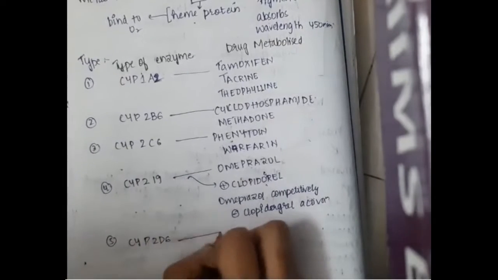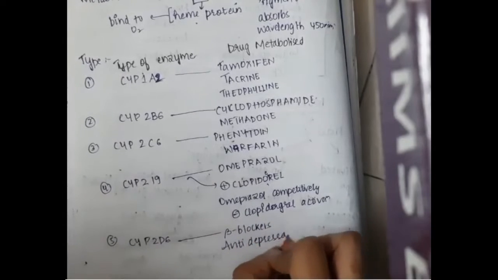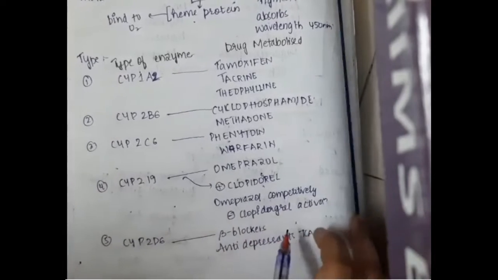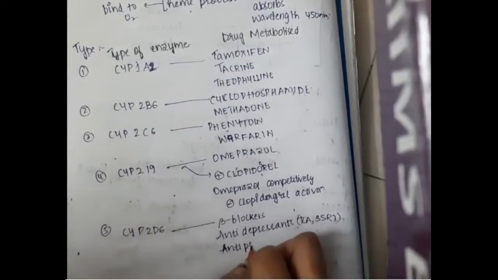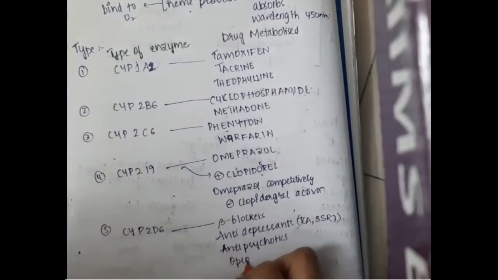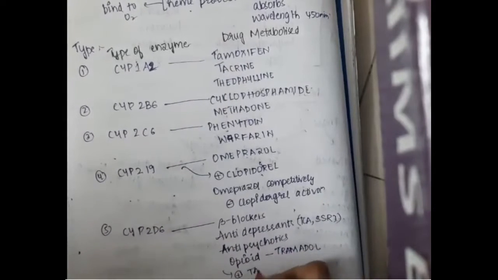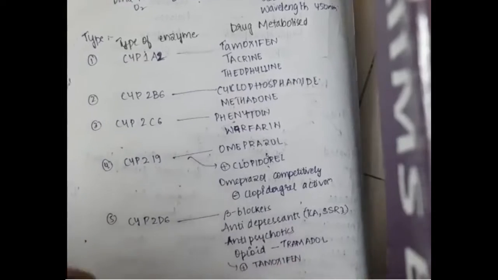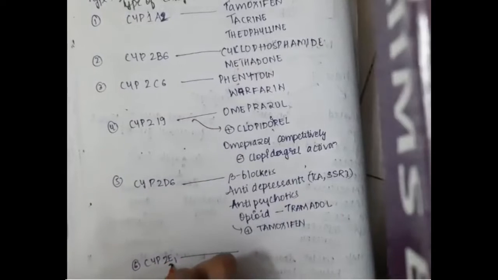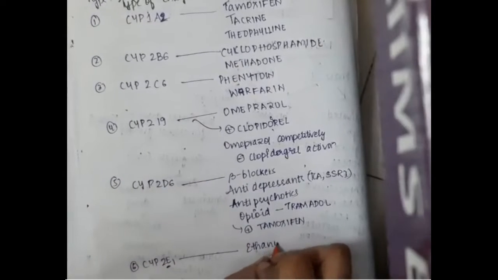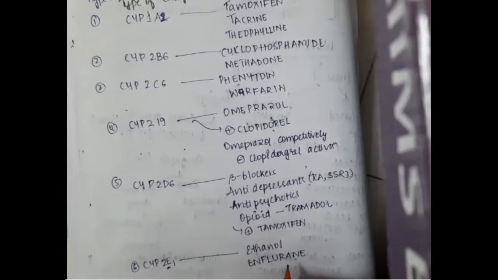Then CYP2D6 metabolizes beta blockers, antidepressants like tricyclic antidepressants and SSRIs, and it also metabolizes antipsychotics, and opioids like tramadol are activated, and it also activates tamoxifen. Then we have the sixth enzyme, CYP2E1, which will metabolize ethanol and N-fluorine.